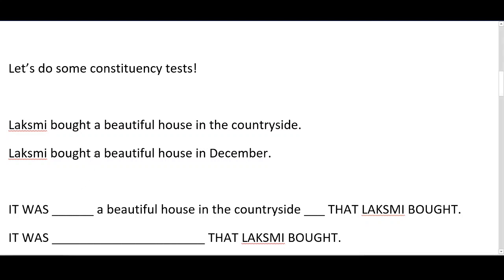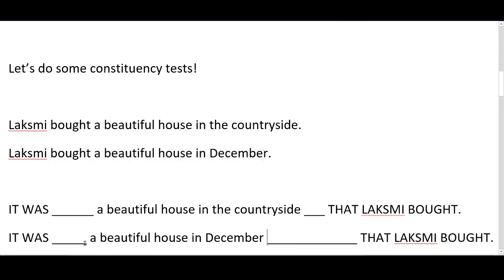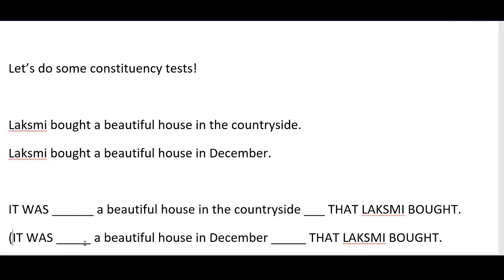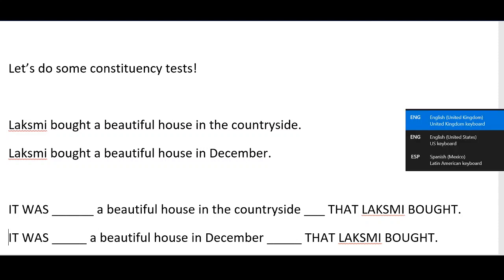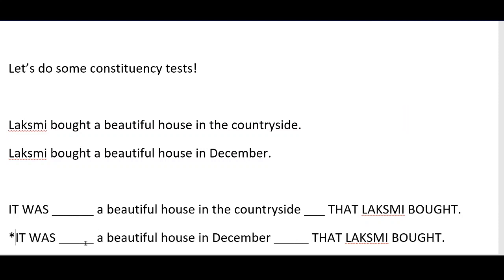Okay. Let's try this one then. It was a beautiful house in December that Lakshmi bought. All right. It was a beautiful house in December that Lakshmi bought. Now, to me, that seems ungrammatical. So, what we can say is that a beautiful house in the countryside is a constituent. But a beautiful house in December is not a constituent.